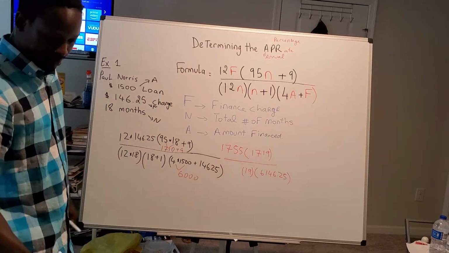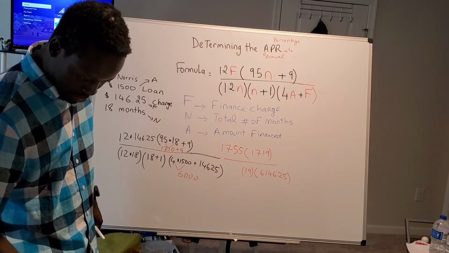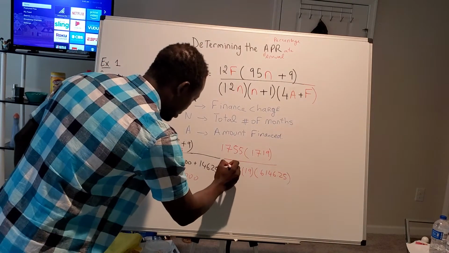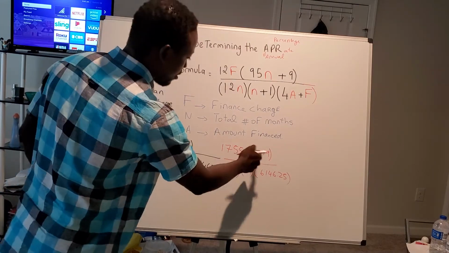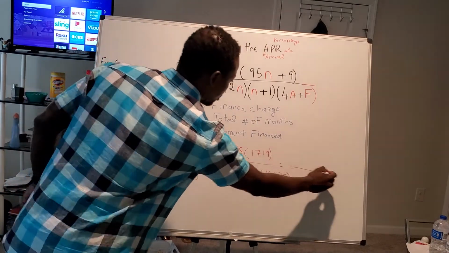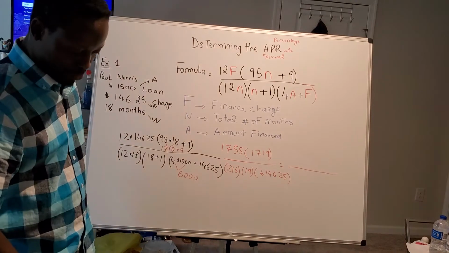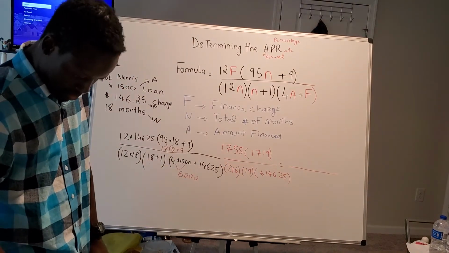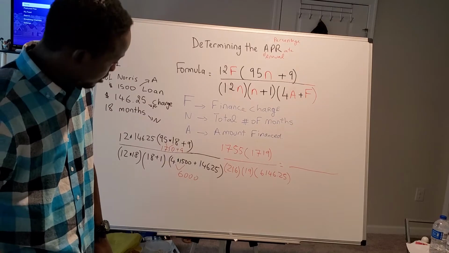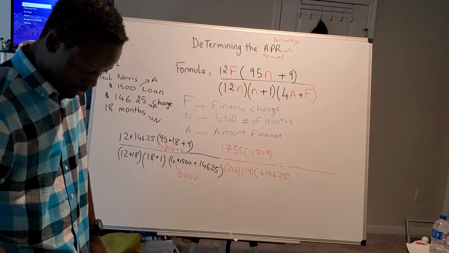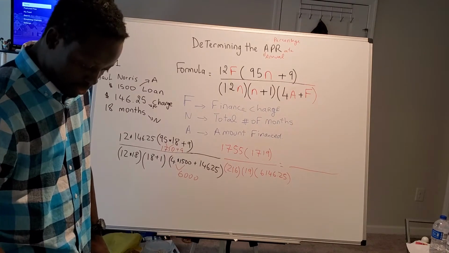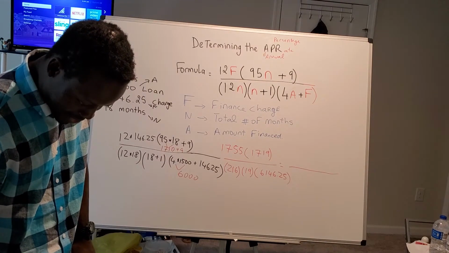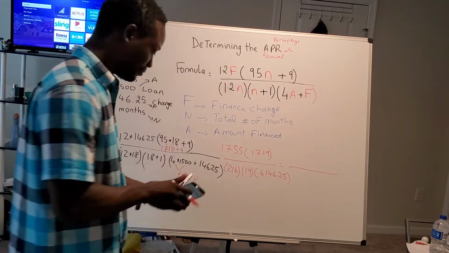And then 12 times 18 is 216, right? So this is 216. All right, I'm gonna come back in the numerator again. So I'm gonna multiply the top, 1755 times 1719. That's a big number, 3 million.